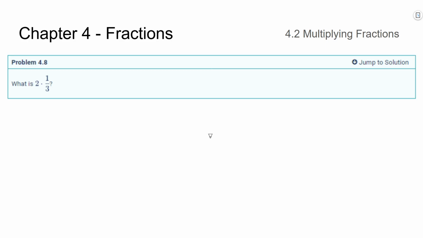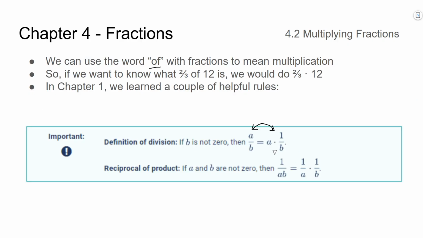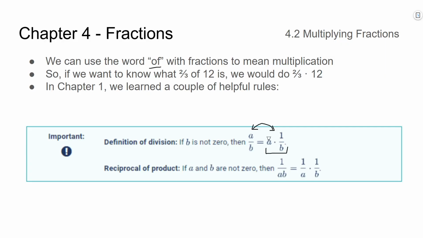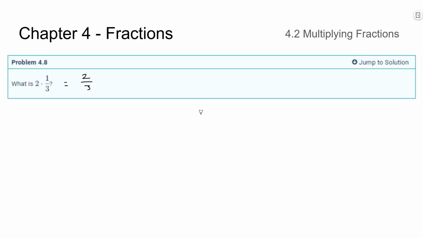So, for example, this one here, we have 2 times 1/3. Well, which rule can we use? We can use this rule right here. With a number times a reciprocal, you just put the number on top, right? So 2 times 1/3 would just equal 2/3. Again, a over b would be a times 1 over b.